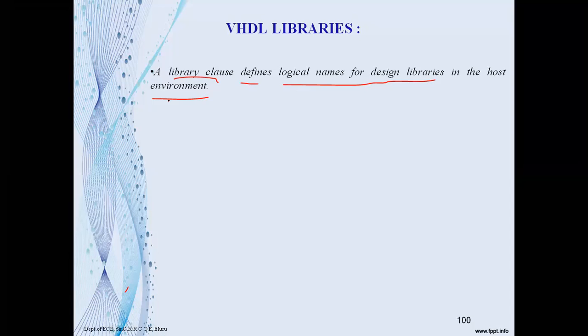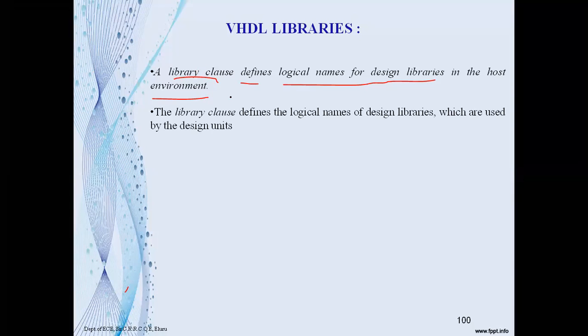So a library clause defines the logical names for the design libraries in the host environment. And here, the logical names of the design libraries are used by the design units. What are the design units? The design units are nothing but entity, architecture, packages, configurations. So the libraries refer to the design units.